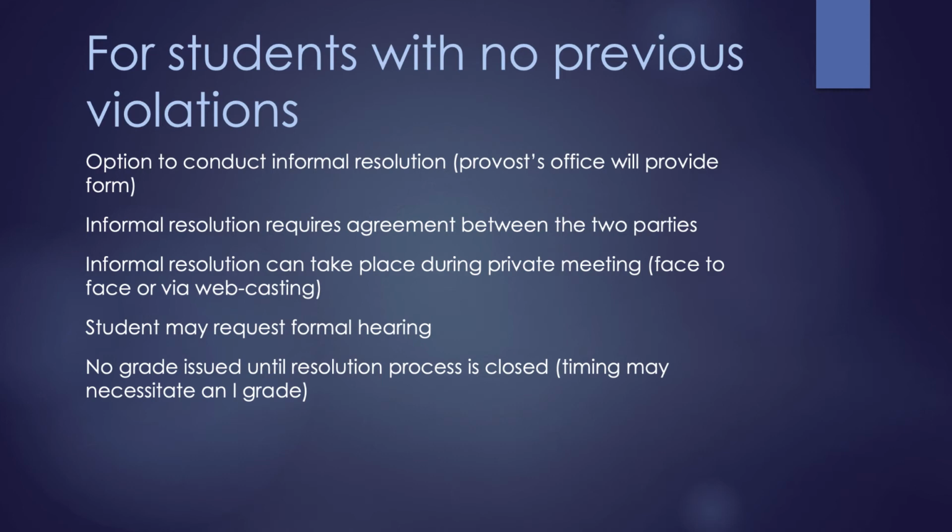The details of the informal resolution are outlined in the academic dishonesty policy, and faculty should read carefully the information about how much time students have to respond to informal resolutions. They can choose to reject that resolution and request a formal hearing. Should the student request a formal hearing, the professor may not issue a grade until the resolution process is closed. If the matter is not resolved before grades are due, then the professor should issue a grade of incomplete until the resolution process has ended.